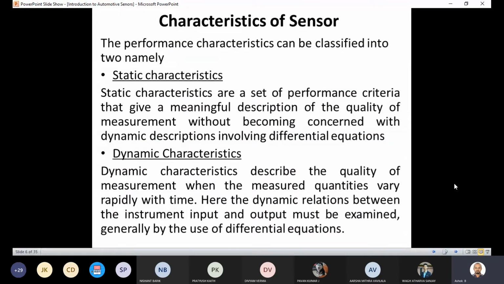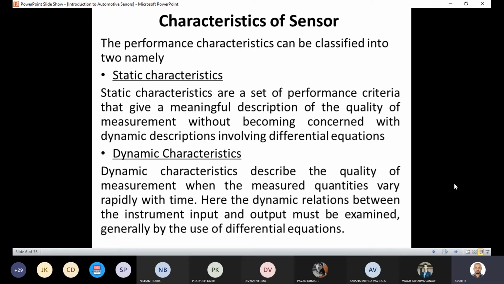So what are the typical characteristics of a sensor? Before selecting a sensor for any application, two main characteristics need to be considered: the static characteristics and the dynamic characteristics. In the static characteristics itself, there are different parameters to be considered. It is a set of performance criteria of a particular sensor that gives the quality of measurement without being concerned with the dynamic description. In static conditions, it tells whether the output of the sensor is of good quality or not.